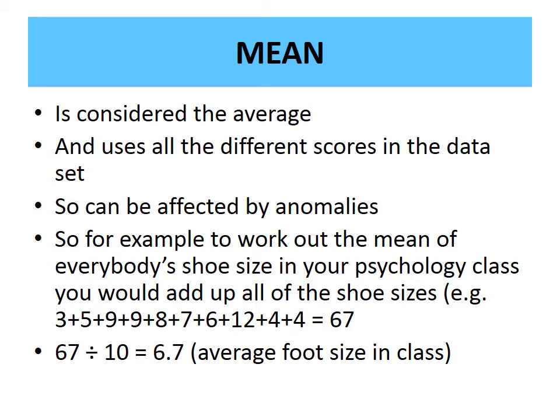So imagine your psychology classes were considerably smaller and you had 10 people in your psychology class. And we take each of their shoe sizes. So we've got a size 3, a 5, 9, 9, 8, 7, 6, 12, and 2 4s. First thing we'd need to do is add them all together. So 3 plus 5 plus 9 plus 9 plus 8, etc. And the answer to that would be 67.